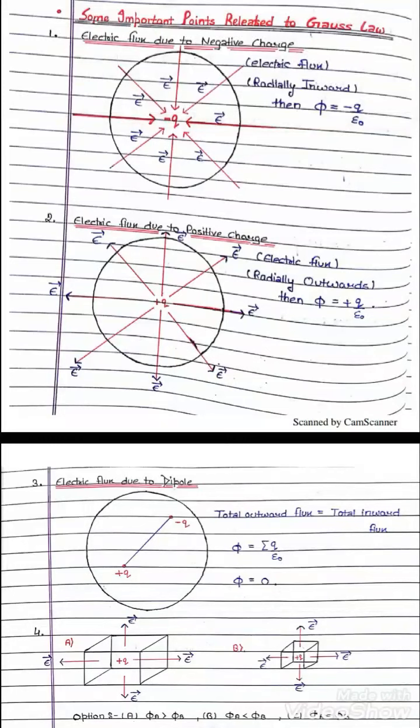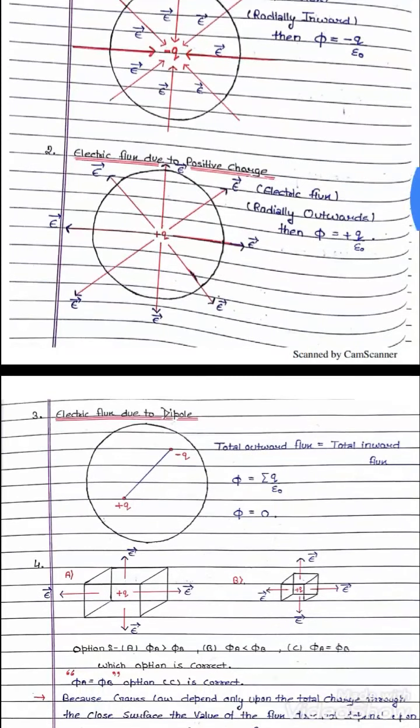Here are some more important points related to Gauss law. The first one is the electric flux due to a negative charge. Look at the image. The negative charge minus q is placed inside a surface. The flux will always be radially inwards, so the relation becomes phi equal to minus q by epsilon naught. The next one is the electric flux due to a positive charge. We know that a positive charge always emits field lines radially outwards. The equation becomes phi equal to plus q by epsilon naught.